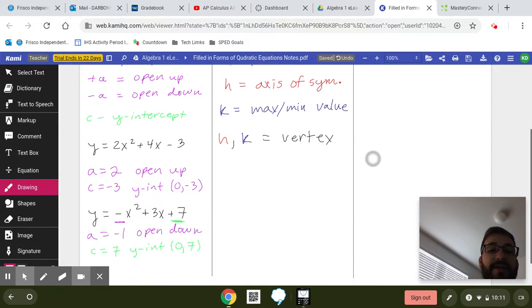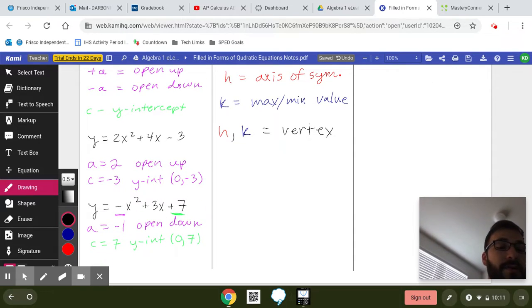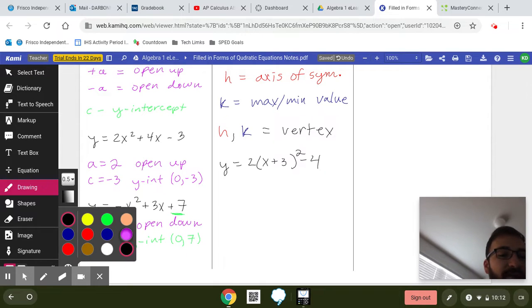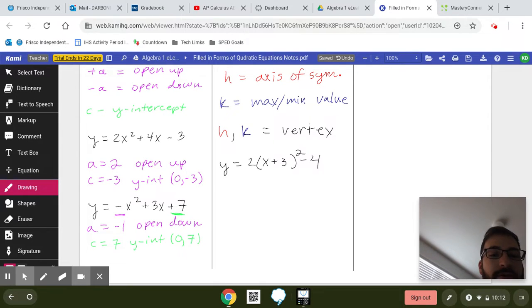Okay, so let's look at an example. So if I have y is equal to 2 x plus 3 squared minus 4. So some things we can pull out. So our a value here is 2. So a is equal to positive 2, which means we are going to be opening up.